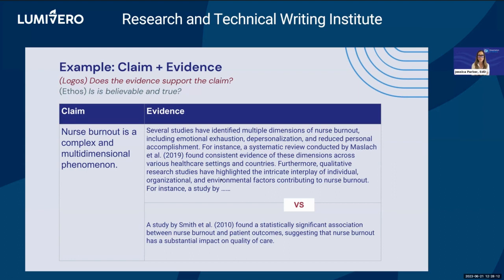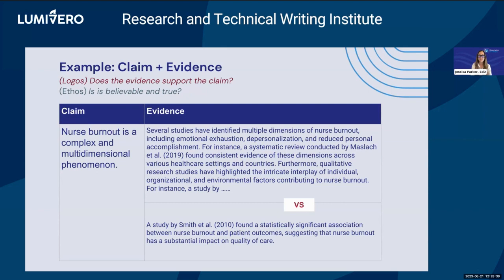Whereas the second piece of evidence, while it may be believable and true, does not support the claim. This idea of a statistically significant association between burnout and patient outcomes is not directly related to this claim. And so it's really important for you to make sure that what you're claiming is directly supported by the evidence.